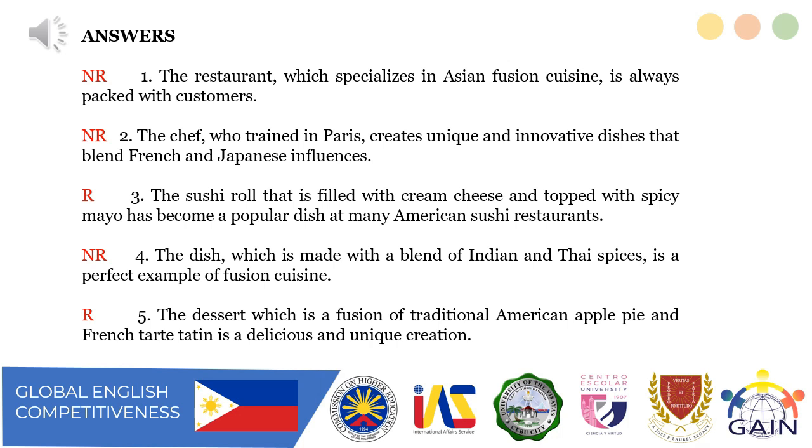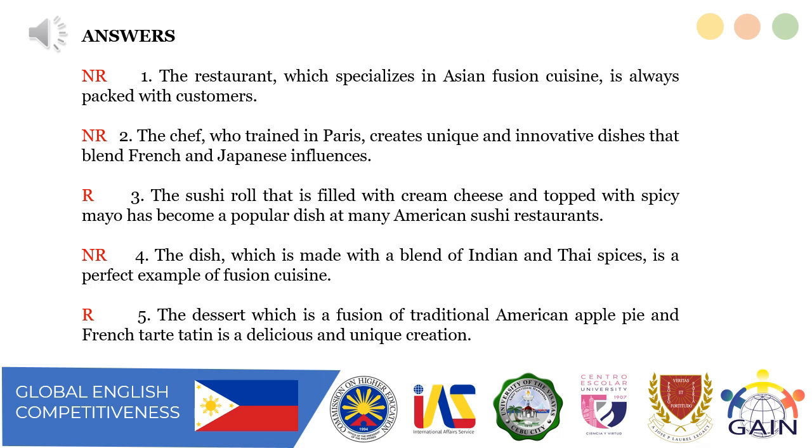Number 3, the sushi roll that is filled with cream cheese and topped with spicy mayo has become a popular dish at many American sushi restaurants. The clause that is filled with cream cheese and topped with spicy mayo is an example of a restrictive relative clause. It is restrictive because it provides essential information to the noun sushi roll.